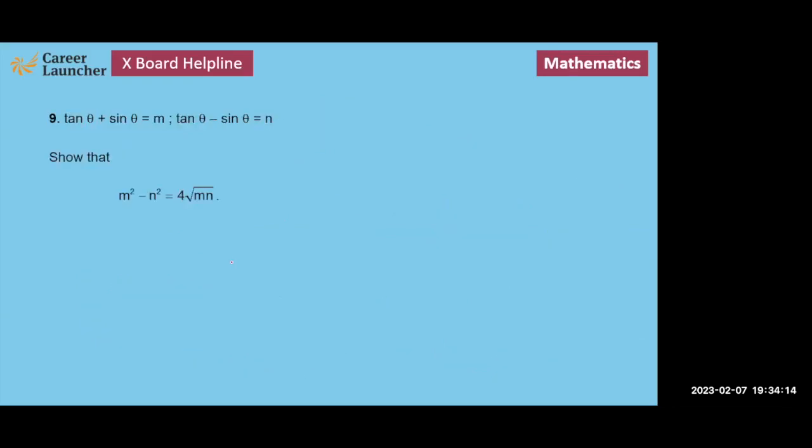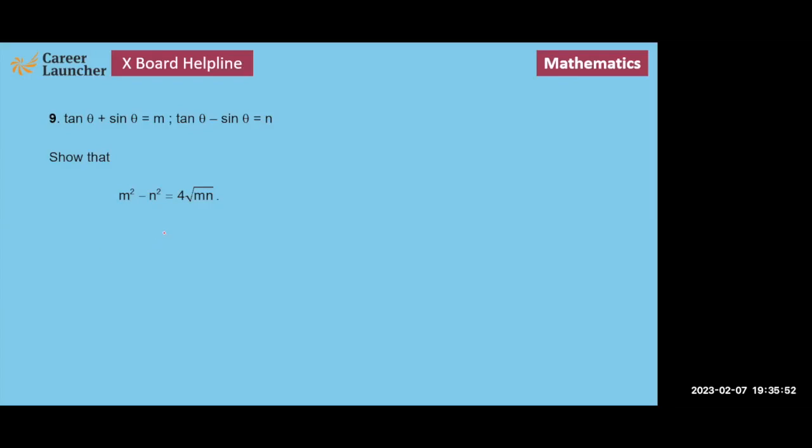Tan theta plus sin theta is equal to m. Tan theta minus sin theta is equal to n. And we want to show what is the expression m squared minus n squared. What is it equal to? 4 times root of m into n. I'll give you a minute and a half for you to solve this, and then I will do it, and maybe you can follow what I'm solving.